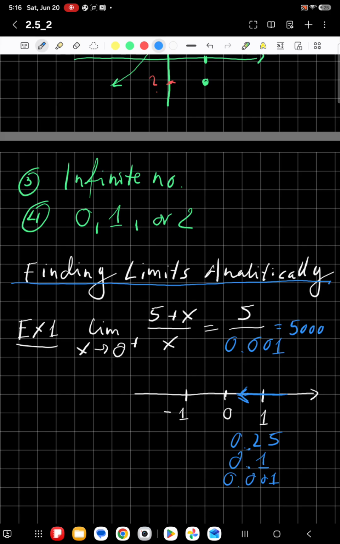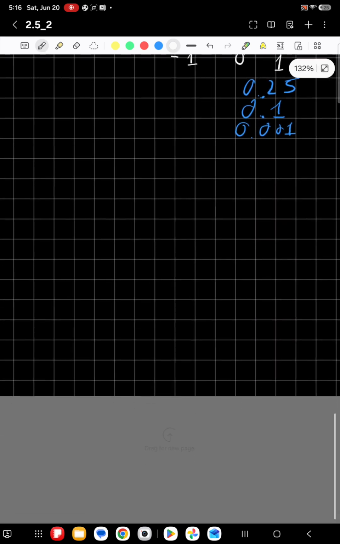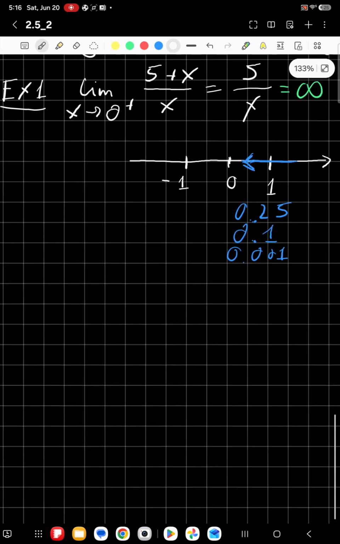So you see what's happening. This limit is equal to positive infinity. We can keep this as x. All right, so this was pretty simple. Let's do the same thing with the limit where x approaches 0 from the left.